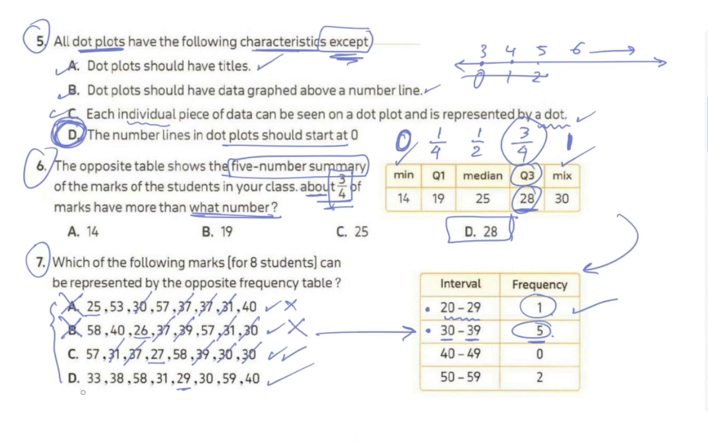Go to check the last one. 33, 38, 1, 2, 3, just 4. I need 5. It's false. So for this interval, the only correct group of numbers is point C. So point C is the correct choice.